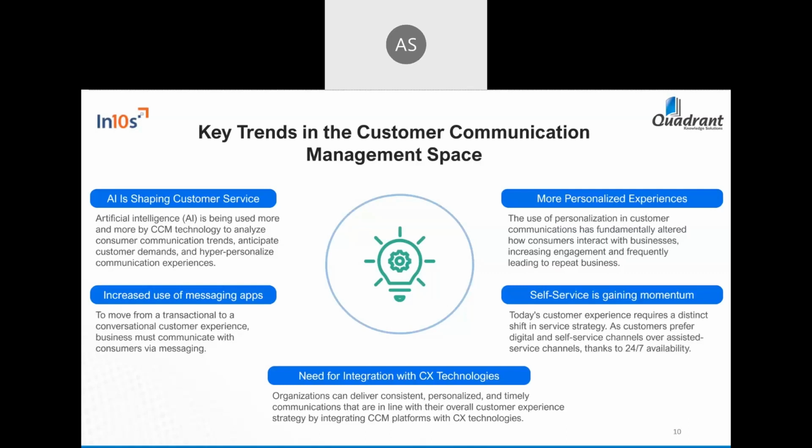So you need to understand overall the CCM vendors are incorporating these self-service capabilities to empower businesses to provide efficient and personalized customer experiences with reduced cost and improved operational efficiency within their customer communication management strategies.